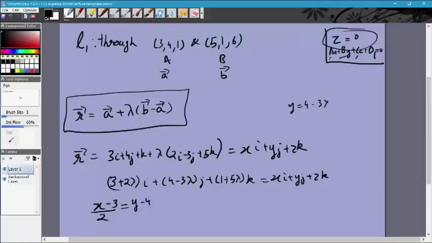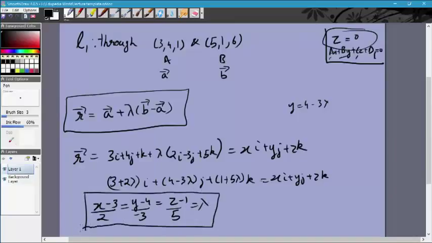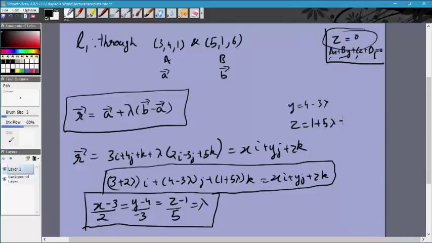So (y minus 4)/(minus 3), and this is also equal to (z minus 1)/5, equal to lambda. So this is the equation of the line. The equation is still valid in this form as well, but this is the general form in which we try to write it. And from this we can just intersect it with the xy plane, which tells me z is equal to 0. So z we know is equal to 1 plus 5 lambda, which is equal to 0. What that tells me is lambda is equal to minus 1/5.